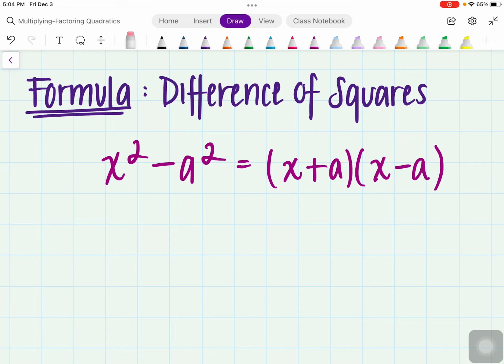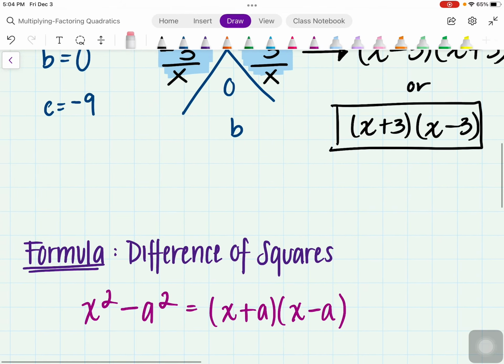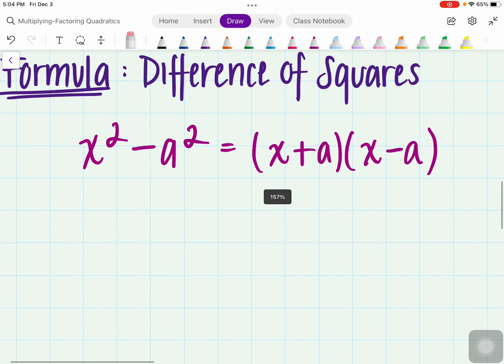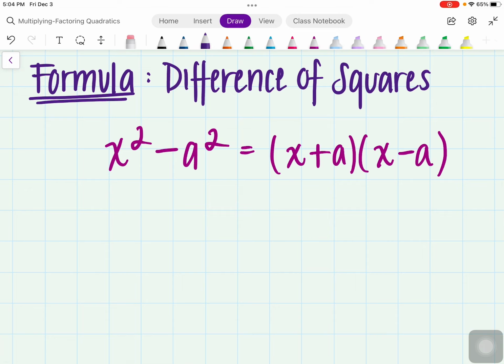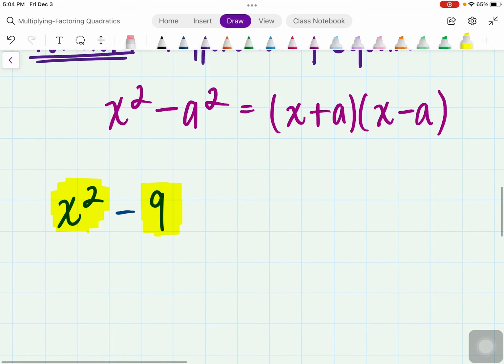In our previous examples, for example, if I use x squared minus 9, both of these terms are actually perfect squares. Perfect squares are basically a number you multiply by itself. Whatever product you get is a perfect square. So perfect squares are 1, 4, 9, 16, 25, 36, 49, and so on. It's basically like 1 times 1, 2 times 2, 3 times 3, and so on. So these here would be considered perfect squares.